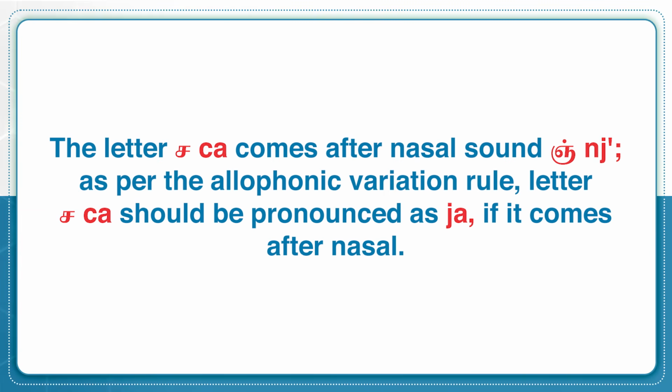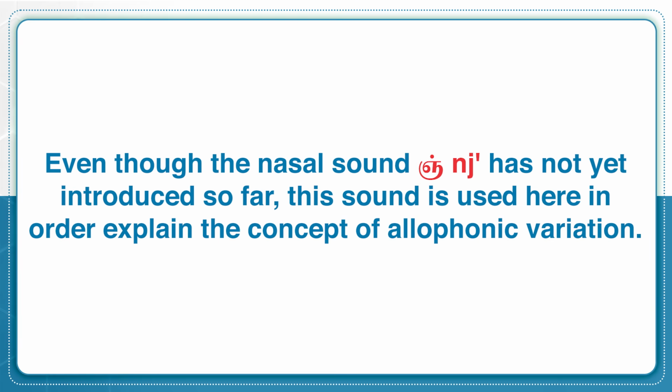In the above examples, the letter sa comes after the nasal sound inj. As per the allophonic variation rule, the letter sa should be pronounced as ja if it comes after a nasal. Even though the nasal sound inj has not yet been introduced so far, this sound is used here in order to explain the concept of allophonic variation.